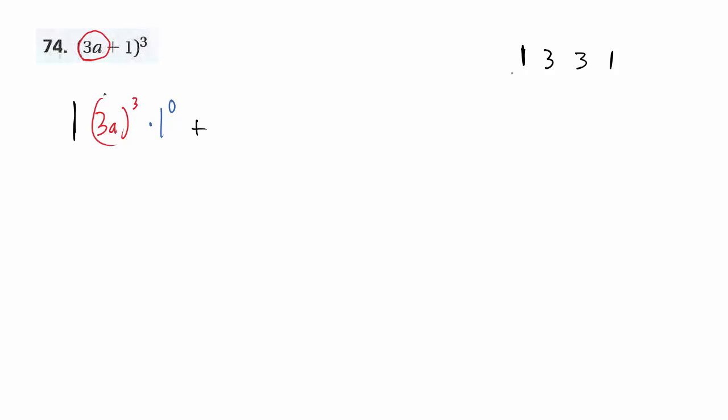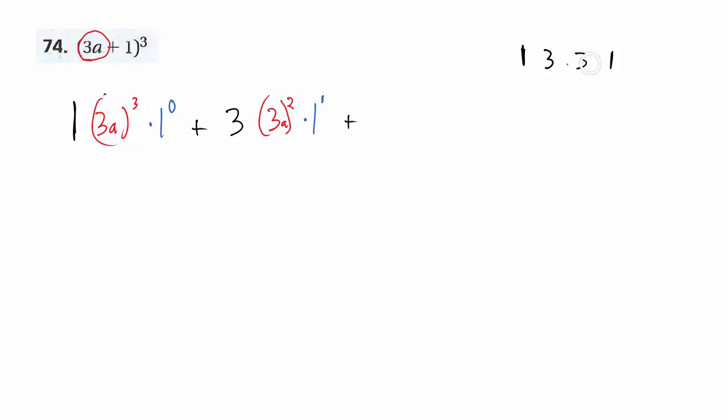Then I'm going to take the next coefficient, which is 3. Now 3a. I'm not going to do 3a to the second like that. The idea is the whole thing gets raised to the second. And then now it's times 1 to the 1st power.